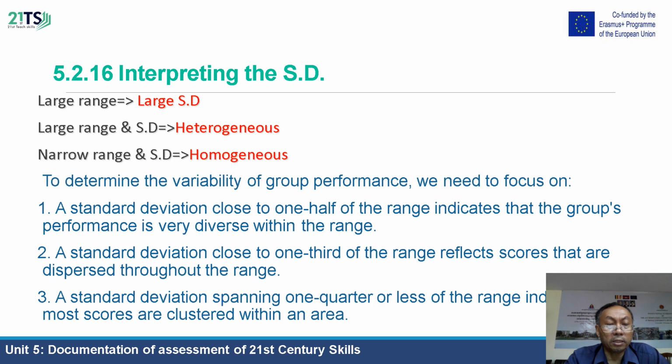To determine the variability of group performance, we need to focus on, first, a standard deviation close to 1/2 of the range, which indicates that the group performance is very diverse within the range. Second, a standard deviation close to 1/3 of the range reflects scores that are dispersed throughout the range. Third, a standard deviation spanning 1/4 or less of the range indicates that most scores are clustered within an area.